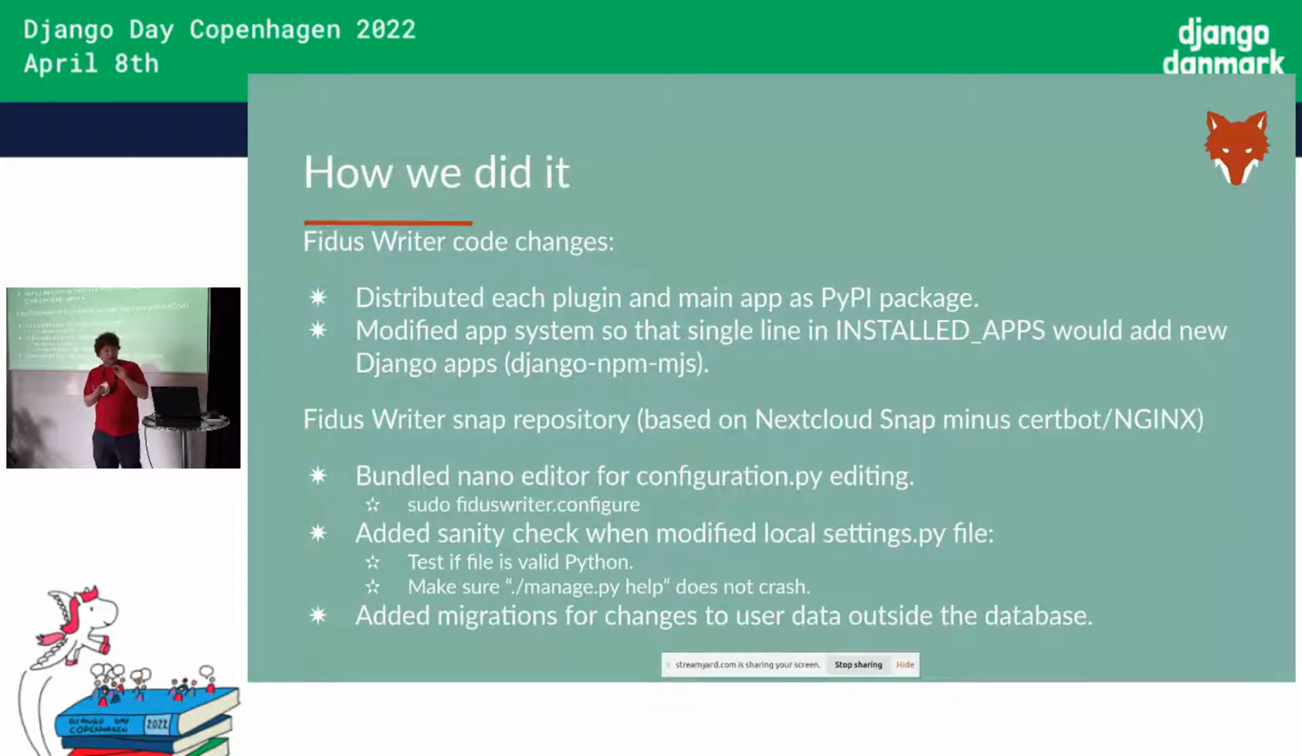and so we created an extra command, fidoswriter.configure, which you can execute, and which basically opens the Nano editor on your configuration file. And we made that a little more child safe: after you edit the configuration file, if you made some mistake, meaning the file is no longer valid Python, or you can't run something like manage.py help with this file, it will fail. That way the user should not be able to accidentally destroy their configuration file and thereby destroy their server.